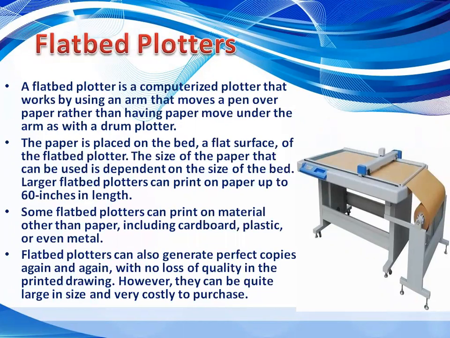So the first type is flat bed plotter. The flat bed plotter is a computerized plotter that works by using an arm that moves a pen over paper rather than having paper move under the arm as with a drum plotter. The paper is placed on the bed, a flat surface of the flatbed plotter. The size of the paper that can be used is dependent on the size of the bed. Large flatbed plotters can print on paper up to 60 inches in length.